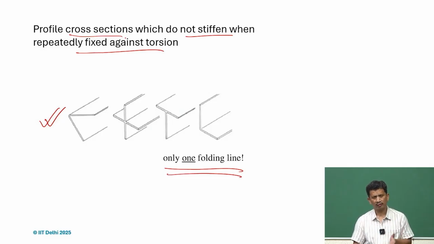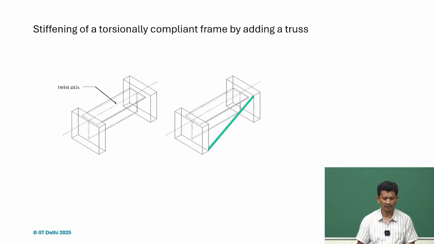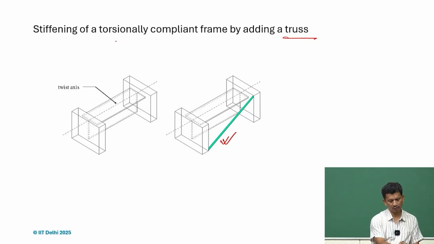If the number of folding lines is more than one, so two or more, in that case we can close the end, or we can cease the motion along the seam, and we can stiffen it. But that may not work with these kind of structures. So if we want to have a stiffer structure out of this, then we have to cease that rotation motion. And how can we do so? By just putting this bar or truss. So, stiffening the torsionally compliant frame.